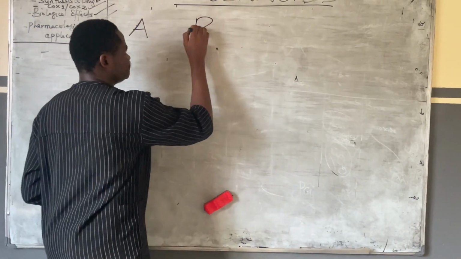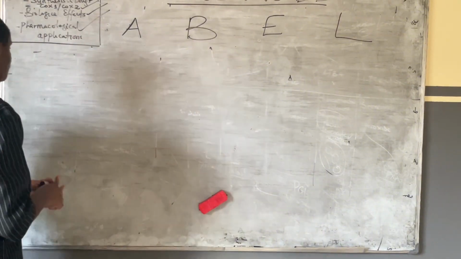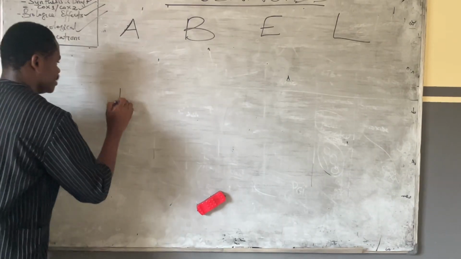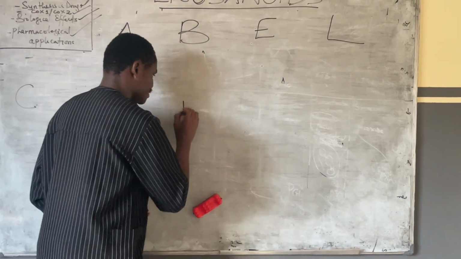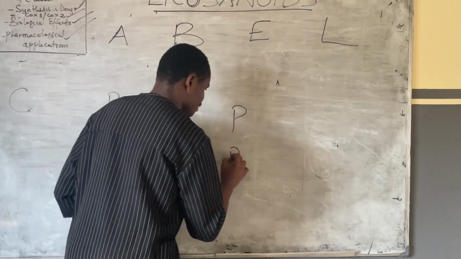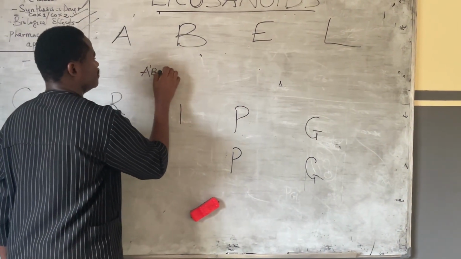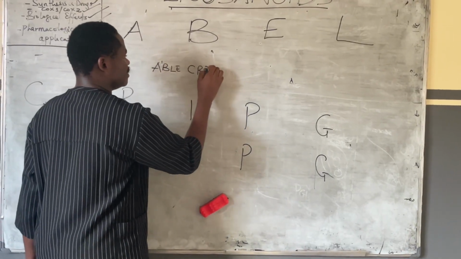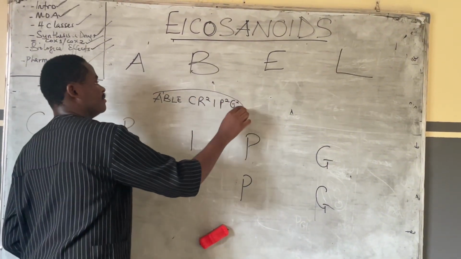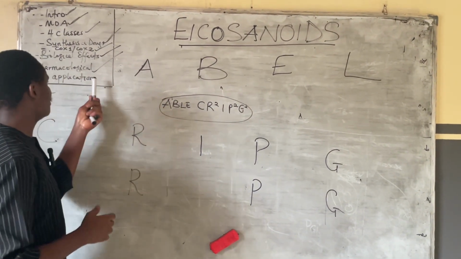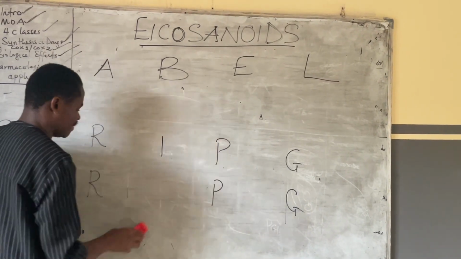You remember A-B-L-E, and then you remember C, then double arrow, and then an I, then double P, and then double G. So something like this: ABLE, C, arrow squared, I, P squared, G squared. So this is something I want you to note as the abbreviation for the pharmacological applications of eicosanoids. Okay. Now let me write each of them and what they mean one by one.